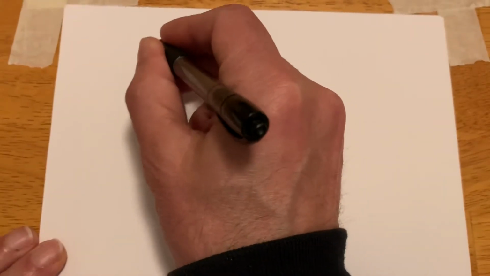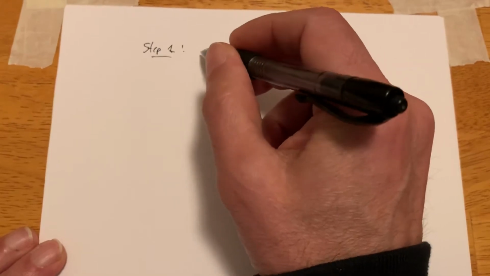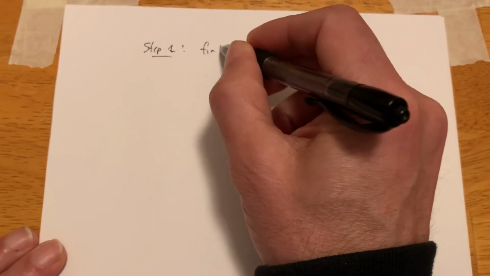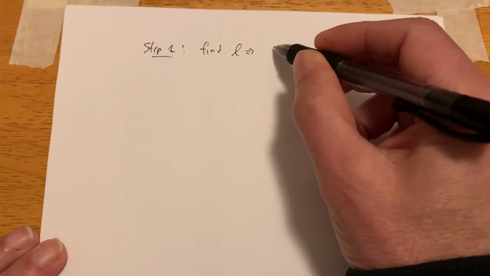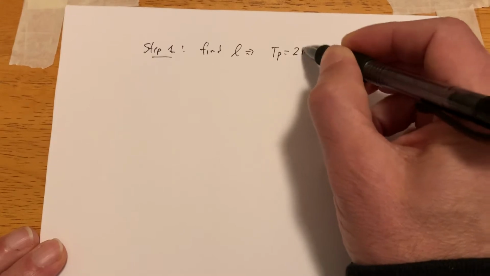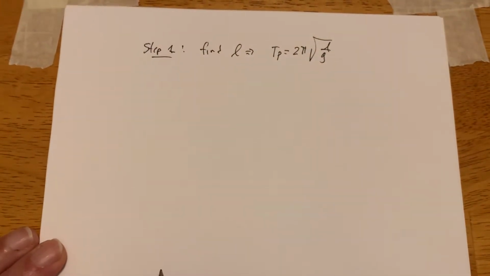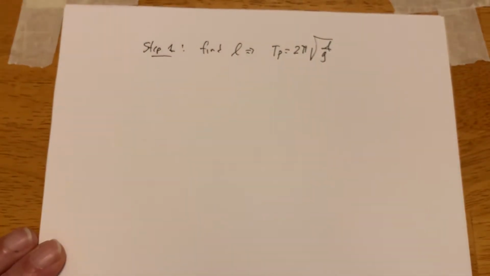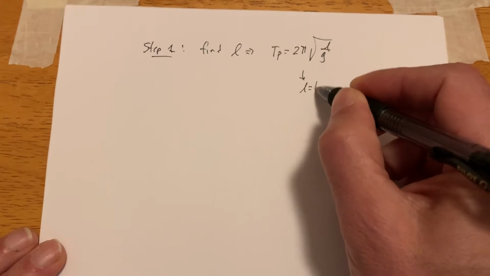So step one, what we're going to do is find the length of the pendulum. So how do I find the length of a pendulum? Period of a pendulum, T equals 2 pi square root of L over g. So I use this equation here to find the length. And I think in this particular case, the length was real close to 1 meter.